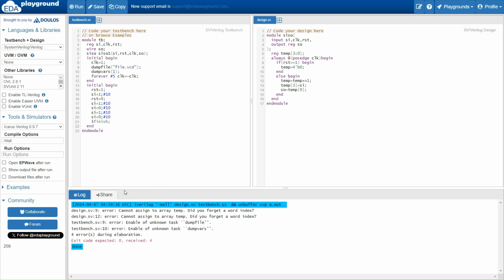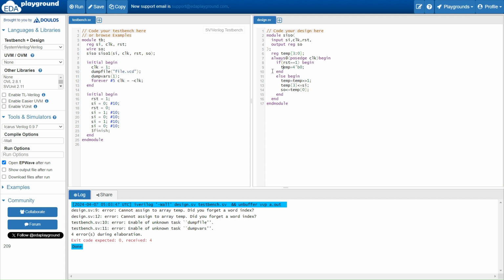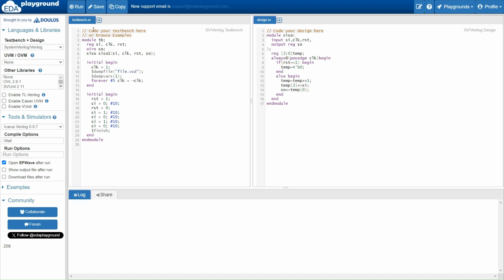Here there are some errors. The first error is in design.sv line 9: there is a syntax error, because there is a temp after the declaration, so I am removing the front part. And there are some syntax errors in the test bench at lines 10 and 11. Here you can observe that I should use the dollar sign, and this is the dollar. Now I am saving this file and I am going to run it.